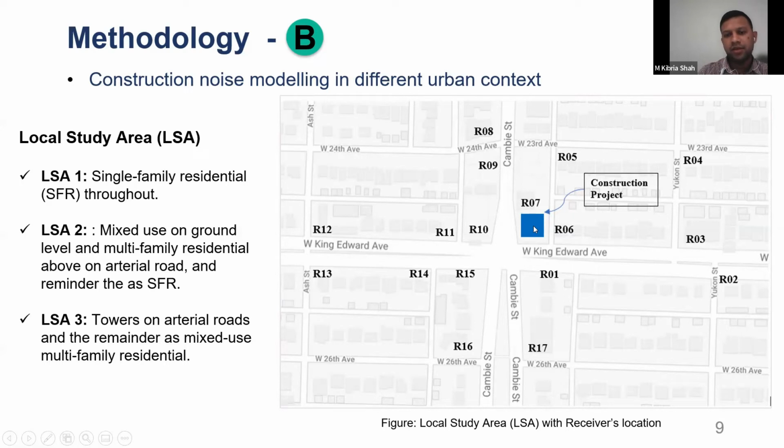Then we also modeled another scenario, because the City of Vancouver is putting in policy to make these high-density urban areas. That means they will build high-rise buildings. So that's the LSA3 we chose. We put towers in this corner, here, here, and here. There's a corner, and the remaining is the single-family, mixed-use LSA2, and the remaining are single-family residential. So all these three scenarios we modeled in the Cadna A software, and we needed to check, if the BCIT project was built in this place, how these three different local study areas would be impacted by the construction noise from this project.